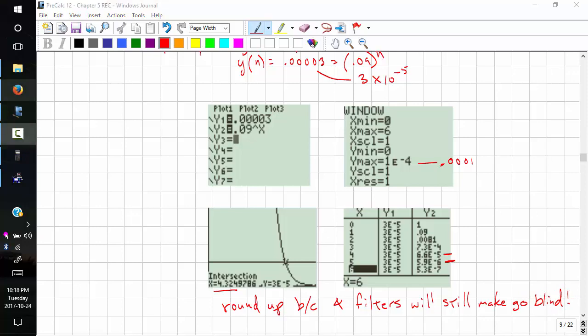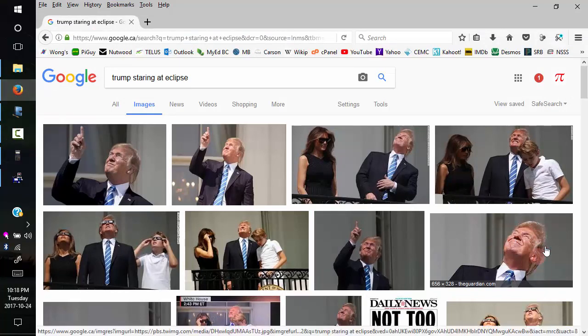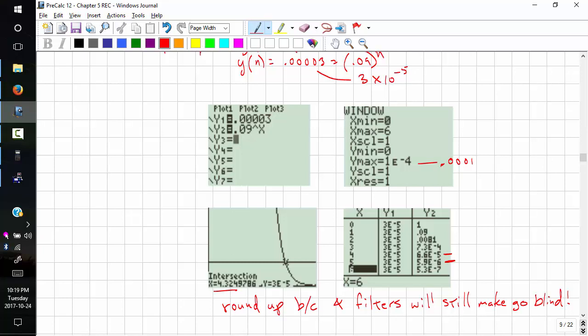So, don't be like this guy staring at the sun without any filters. Being president does not stop you from going blind. And that completes this lesson.